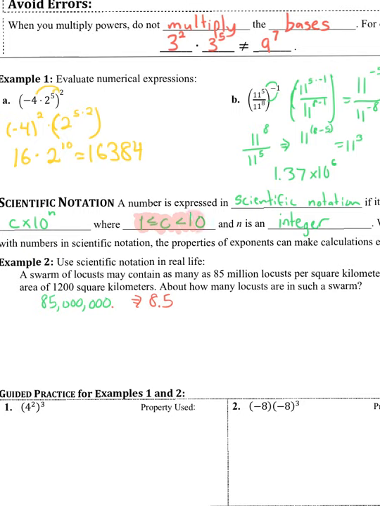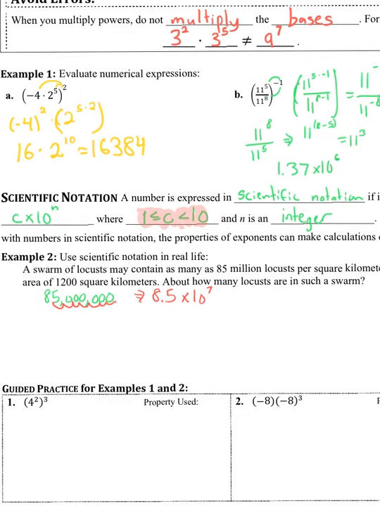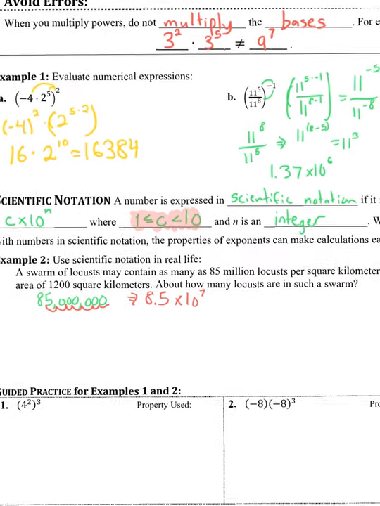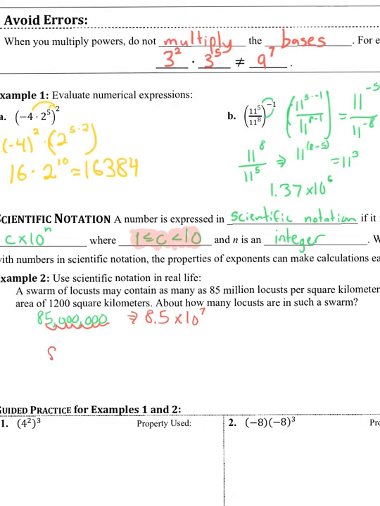In order to get 8.5, though, I have to move the decimal 1, 2, 3, 4, 5, 6, 7 places. And that's how I'd write this in scientific notation. Moving that decimal 7 places gives me scientific notation now. For this particular problem, it says I'm going to take 85 million locusts per square kilometer, and the area is 1,200 square kilometers. So I'm really multiplying 85 million times 1,200, and that's going to give me a big number.